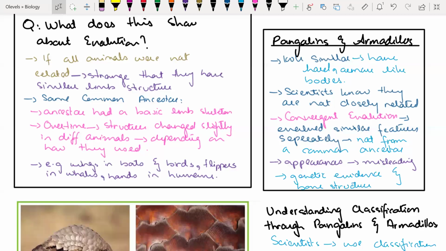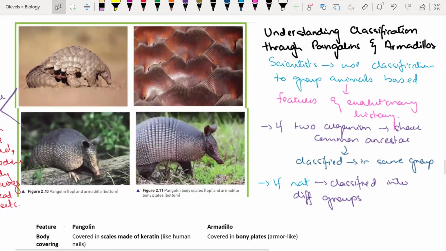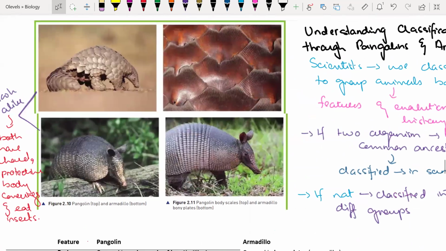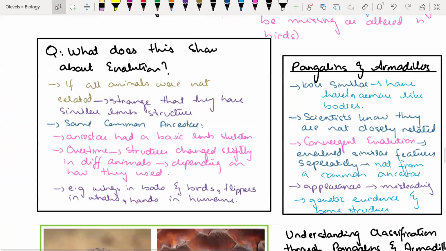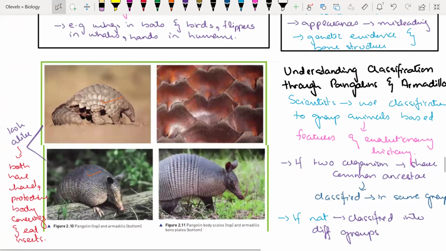Now, here we have these two animals. One is the pangolin and the other one is the armadillo. This bottom one is the armadillo, right? And this is the pangolin. Now, there's a problem with this, that both of them look similar. Could you see that both of them do look similar to each other, right?